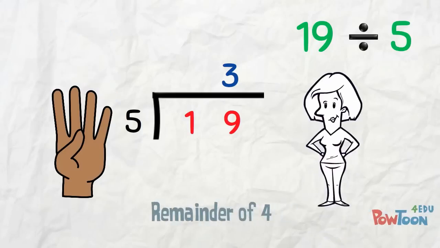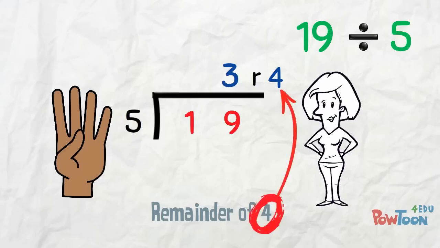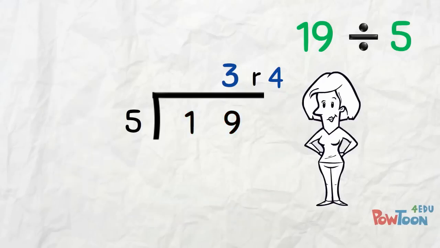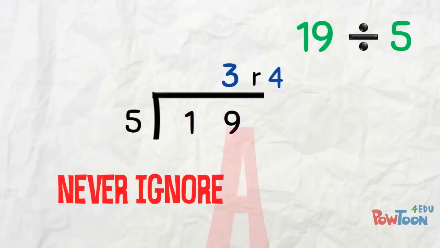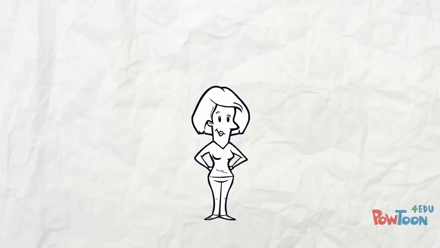When we get to the end of a problem and there's a remainder, we write a little R up here on the answer line. Then we put that remainder amount in. So 19 divided by 5 is 3, remainder 4. We never ignore a remainder. Another one, a bit longer this time.